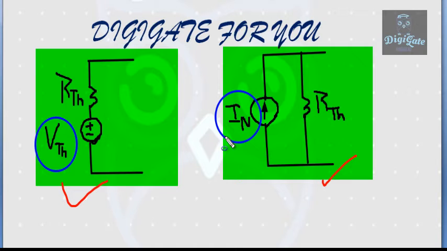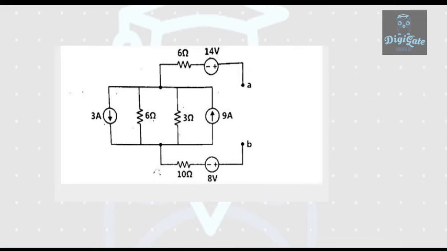We can calculate this VTH and IN, that is open circuit voltage or the short circuit current, by using KCL, KVL, nodal analysis, mesh analysis, all these tools which we have already learned in this course. Now let us talk about calculating this RTH. There can be three possible models. So let's discuss the first model, in which the circuit will be having only the independent sources.